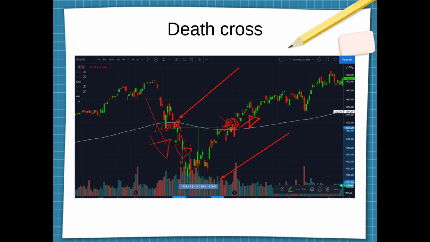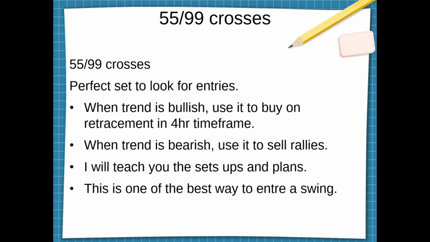But there is a way to behave here, and there's another way to behave here that we're going to have to talk about, since now we are doing a descriptive approach of every single indicator. Some other crosses like 55, 99, there's a very interesting strategy in this. Very systematic way to do it, very disciplined way to enter. It's a perfect set to look for entries. I know that because I've been making lots of profit, but this is a strategy that we're going to have to sit down and study in real depth.